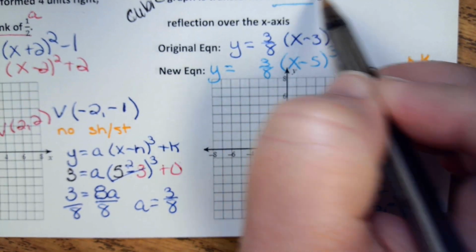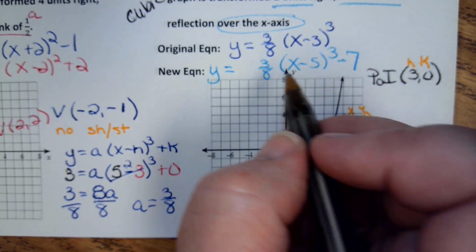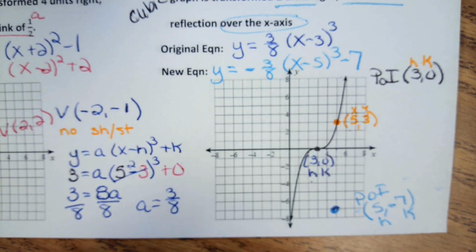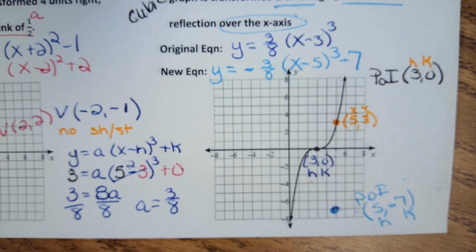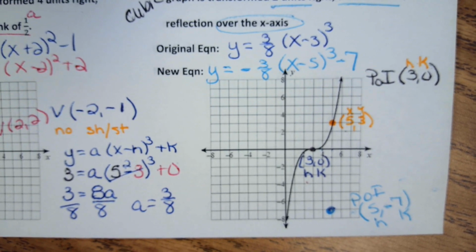And then, so I got this part out of the way. Now reflect over the x-axis. So what do I put in front of the 3/8? A negative. So that is the hardest one, where you have to find the scale factor first.